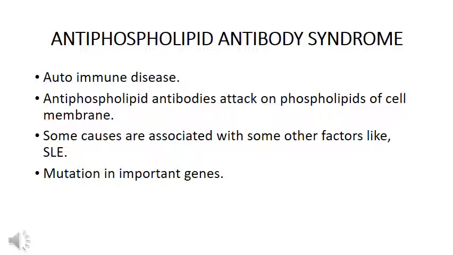Sometimes antiphospholipid antibodies are present in the blood, but these antibodies are unable to attack tissues due to the absence of any external factors. Some functions of these antibodies are linked with other conditions like SLE, systemic lupus erythematosus. SLE is also an autoimmune disease. So it means one autoimmune disease can initiate or help other autoimmune diseases. Antiphospholipid antibody syndrome occurs due to mutation in some important genes.